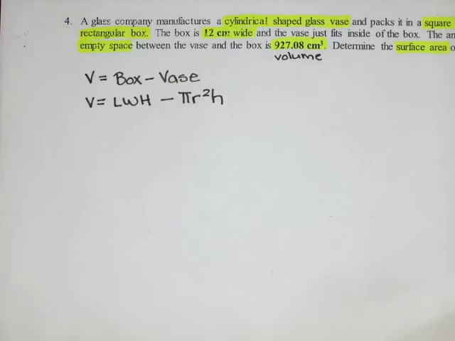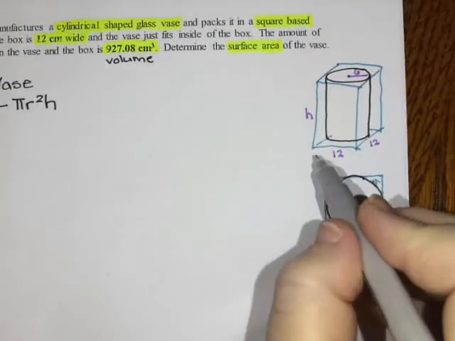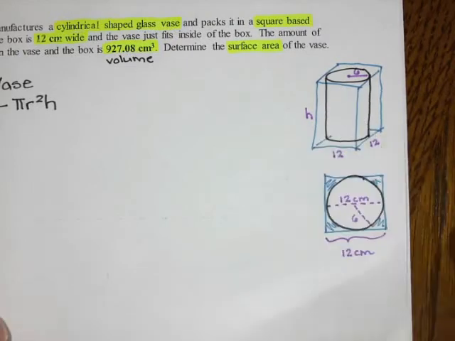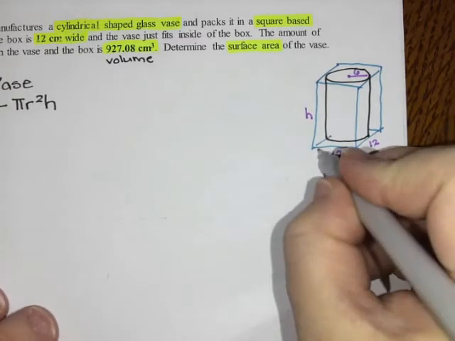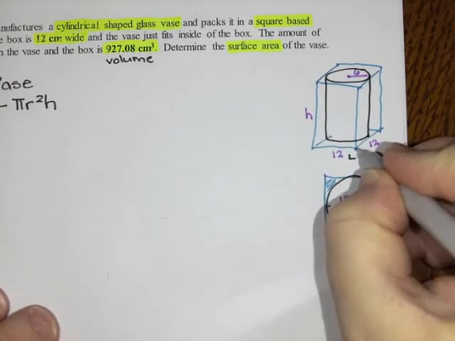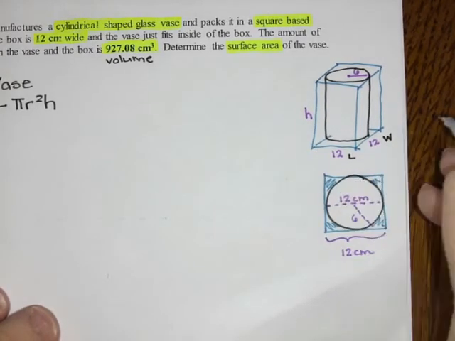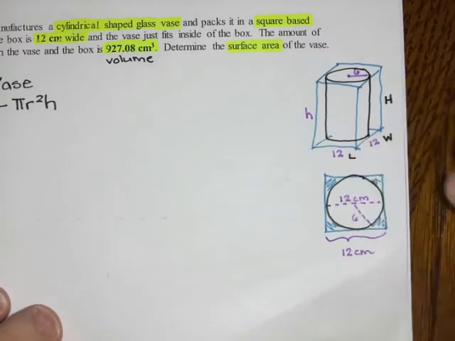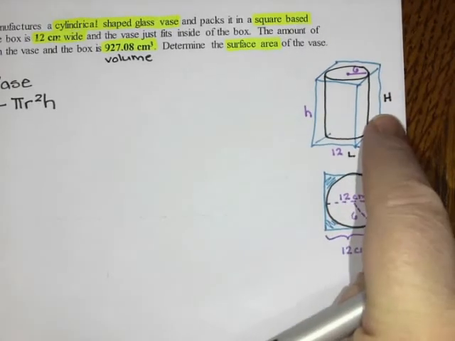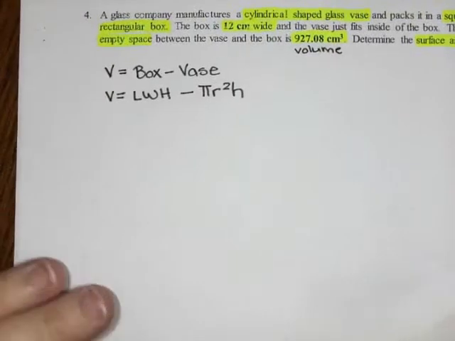Okay, so I'm going to fill in what I know. If I look at my rectangular prism and I use my diagram on my formula sheet as a guideline, the length should be 12, the width should be 12, and then the height, I don't know. So I'm going to do 12 times 12 times the mystery height.